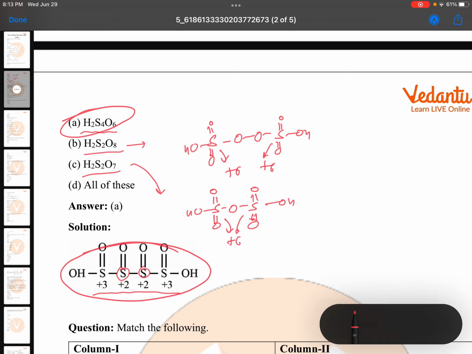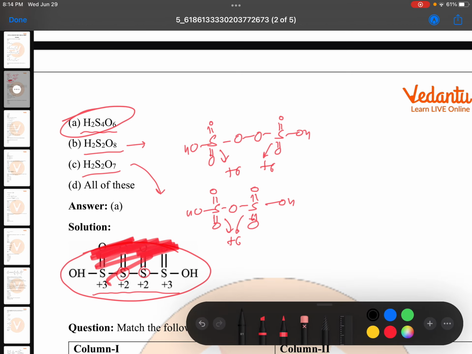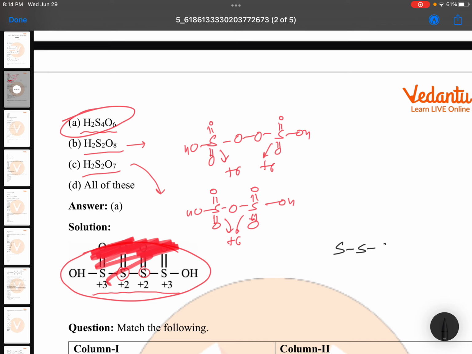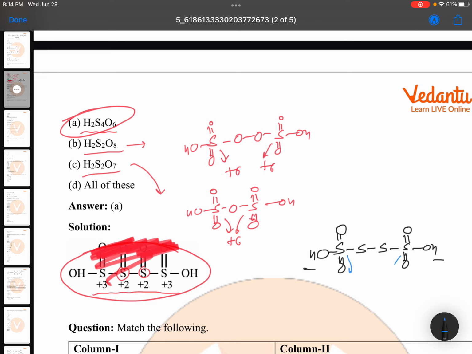I will give you another structure, one simple structure. H2S4O6, where these two sulfurs are having oxidation state of +5 and these two sulfurs are having oxidation state of 0. So two different oxidation states. Fine.